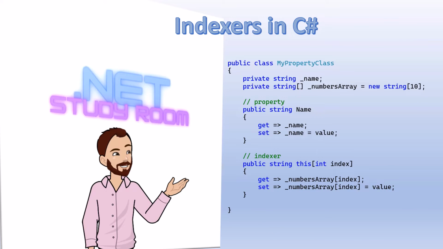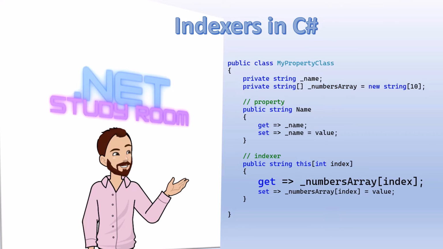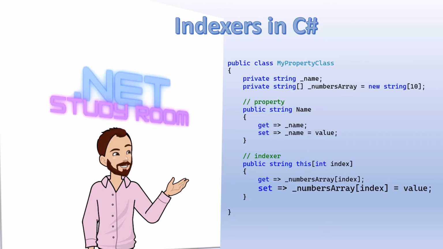Let's see an example. We have a class, myProperty class. It contains a string array, of capacity of 10 elements, named _numberArray. The indexer to access this string array should be defined as public string this, and in square brackets, the arguments to access the array, which is int index. And of course, with the get accessor, we return the element in the array, which is present at the index passed in the argument. And with the set accessor, we mutate the array element, which is present at the index defined by the argument.